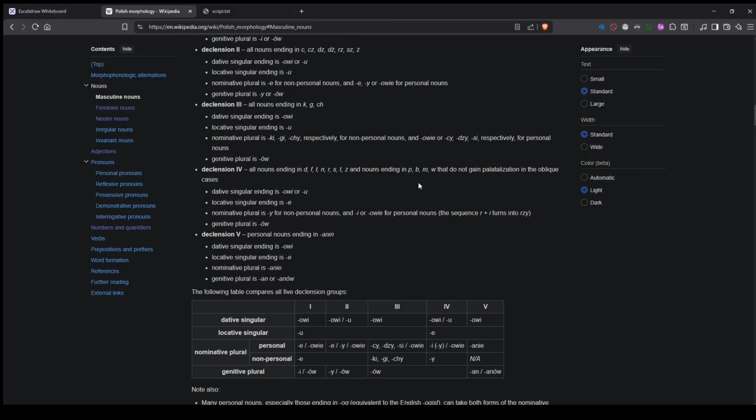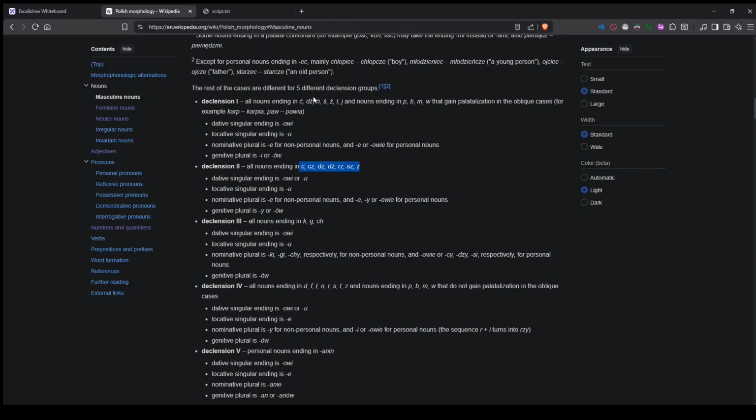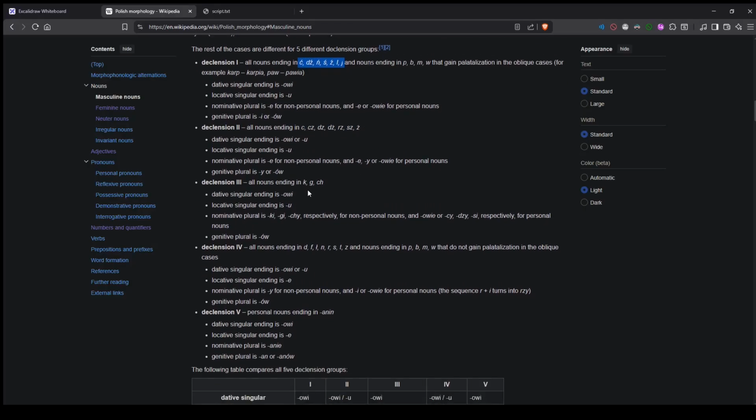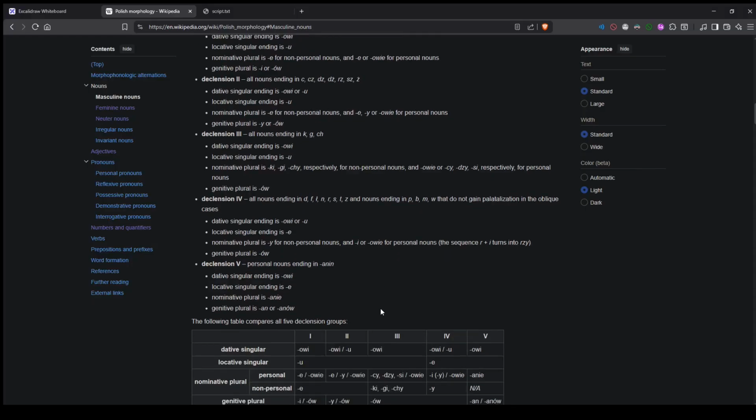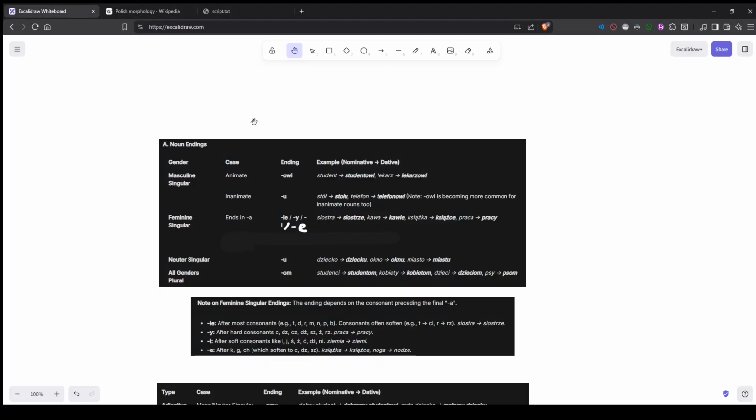Okay, so I hope that explains it, that for these groups, there is hard memorization that needs to happen. And for these guys, so chi, ji, ni, hi, l, y, k, g, h, or personal nouns ending in anin, there is only ovi. So these are the good guys. These, not so much. No. Okay, so this was the masculine singular, which is pretty tough.